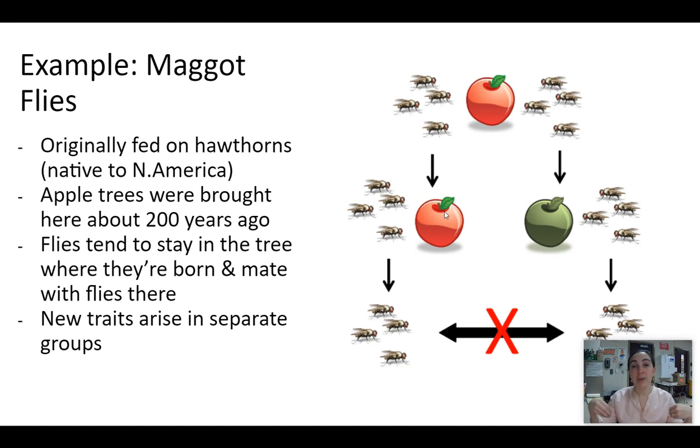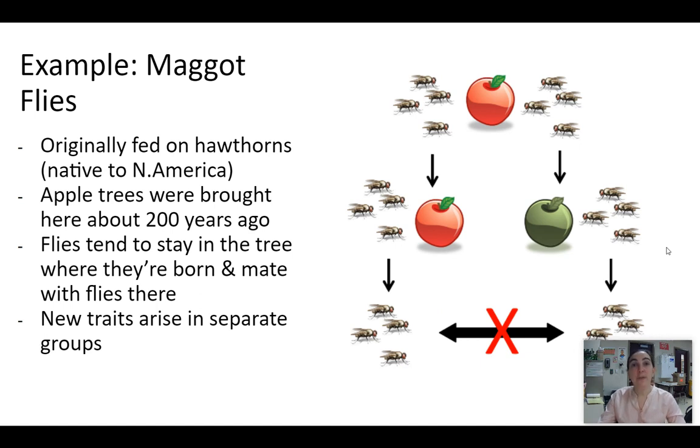And they started to have mutations that made them a little bit different and a little more fit for that tree. Apples and hawthorns don't ripen at exactly the same time. And if these maggot flies have a mutation that allows them to hatch right around the time that the fruit is ripening in their tree, that's going to help them survive. So they start accumulating mutations that make them better suited to their particular tree. And over time, they reach the point where they can no longer interbreed and they become separate species.